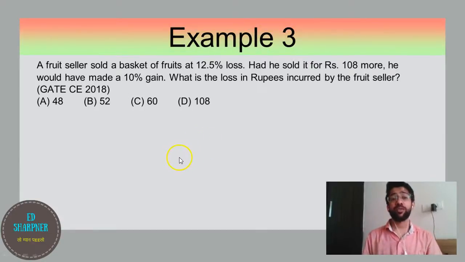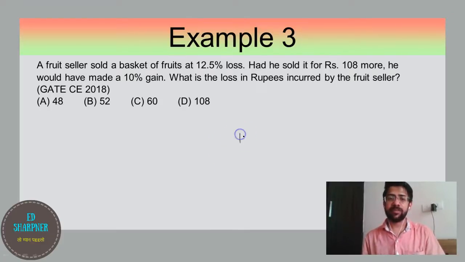So we have a fruit seller who is selling baskets of fruits at 12.5% loss. Had he sold it for rupees 108 more, he would have made 10% of gain. What is the loss in rupees incurred by the fruit seller? This was asked in the Civil Engineering 2018 GATE paper. So again, we do not have the original price of the fruits.